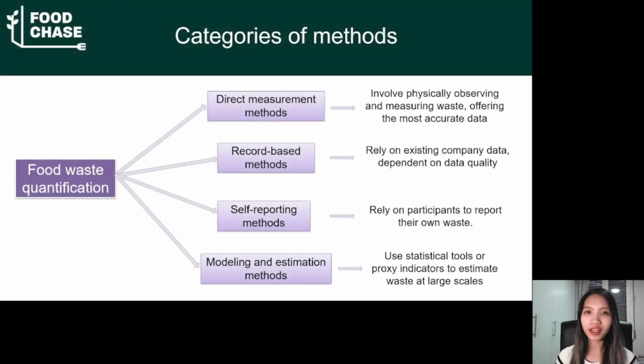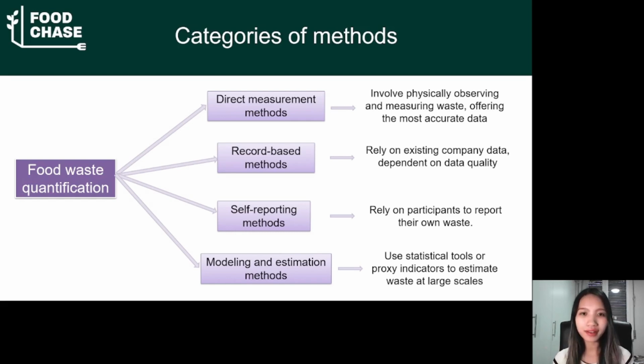Food waste quantification methods can be grouped into four main categories. In the first category, direct measurement, the method involves physically observing and measuring waste, offering the most accurate data. The quantification result you obtain is the primary data. And these methods are commonly used in food production, food service, and even households.